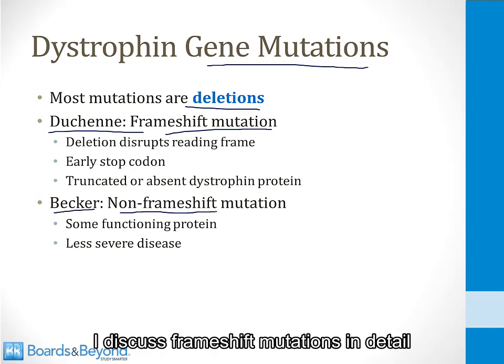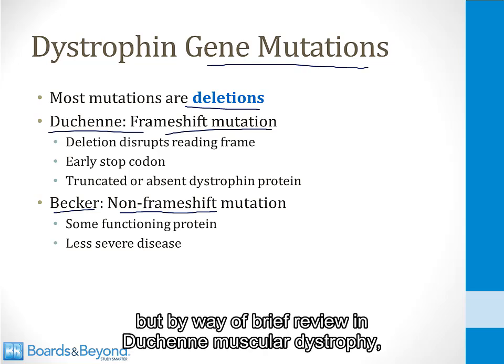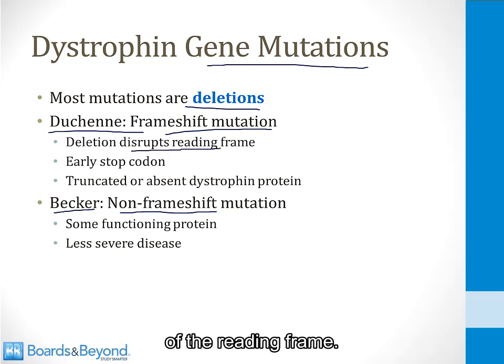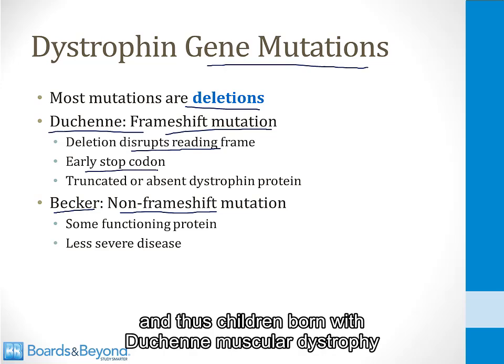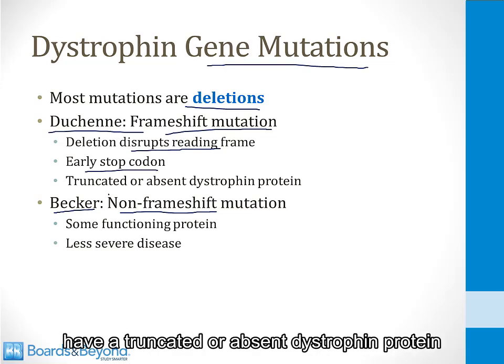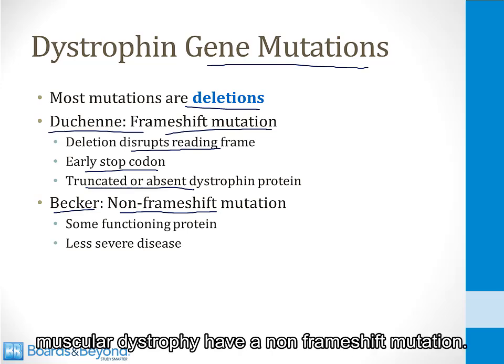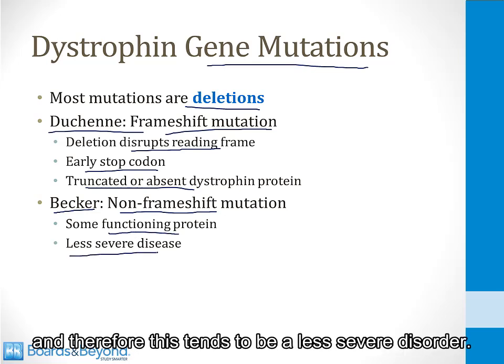I discuss frame shift mutations in detail in the video on DNA mutations, but by way of brief review, in Duchenne muscular dystrophy, the frame shift mutation results in a disruption of the reading frame. This leads to encountering an early stop codon, and thus children born with Duchenne muscular dystrophy have a truncated or absent dystrophin protein in their bodies. In contrast, children born with Becker muscular dystrophy have a non-frame shift mutation. Thus, they typically have some functioning protein, and therefore this tends to be a less severe disorder.